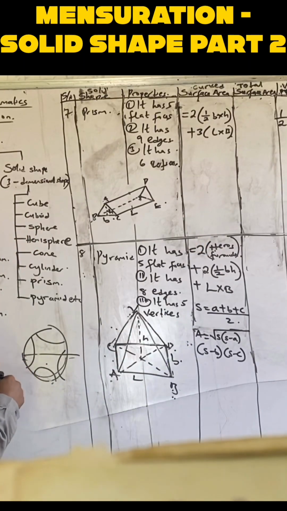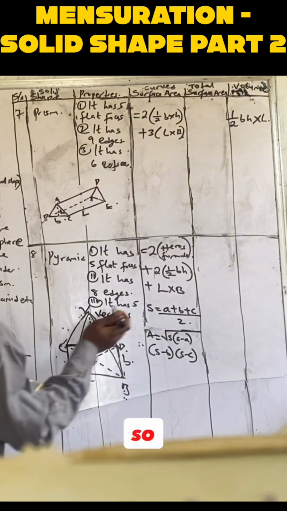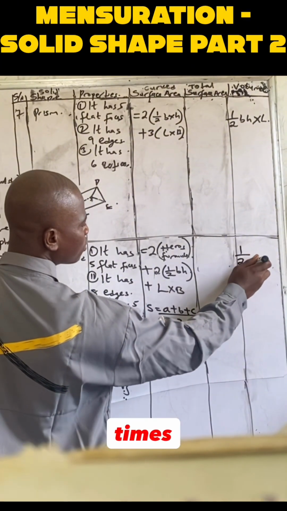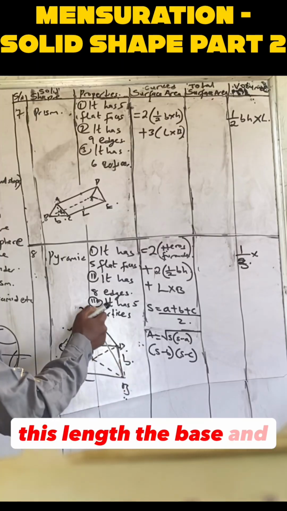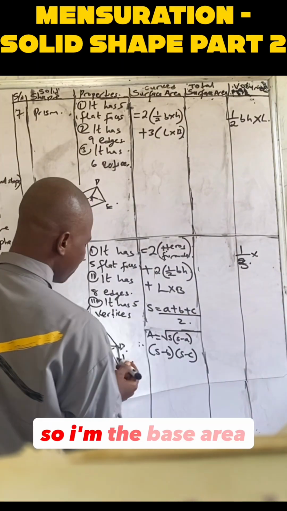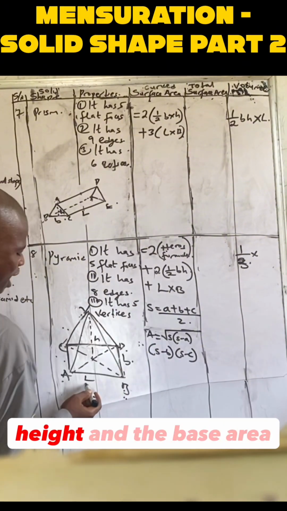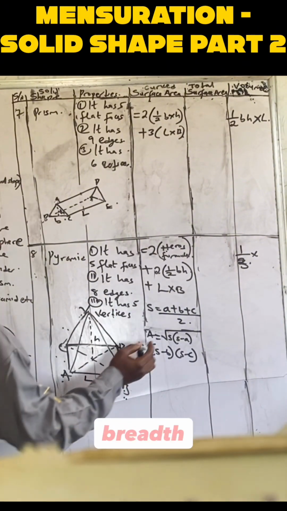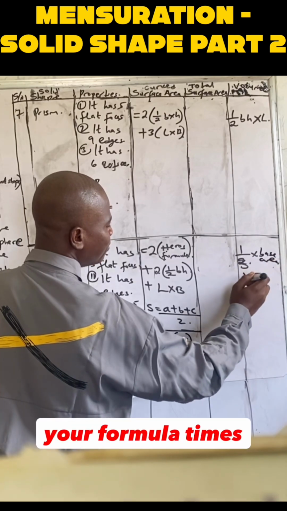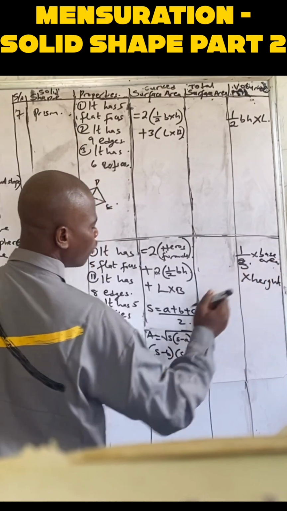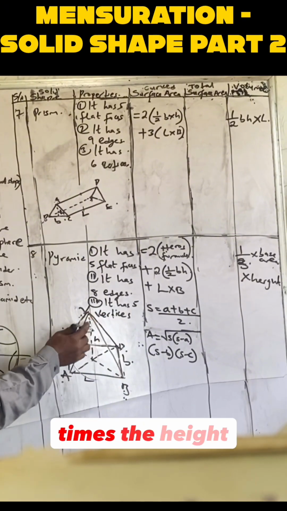Also, let's go to the volume. The volume now, you have a square base pyramid. So you have 1 over 3 times the base area times the height, and the base area is length times breadth. So that is your formula for the volume: 1 over 3 times the base area times the height.